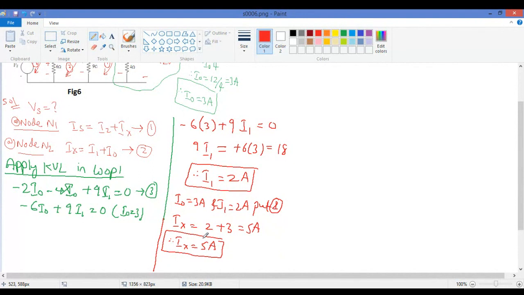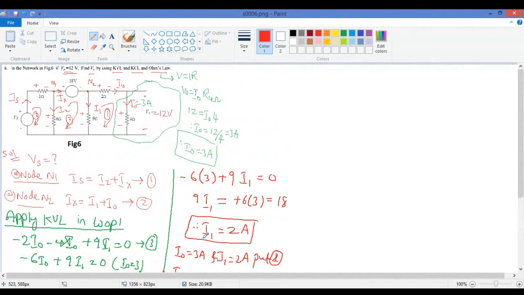Now after we get this, now let us solve it using KVL in loop 3. We applied KVL in loop 1, and also we applied this in another loop. We have not applied in loop 2. Let's find out in loop 2 also. So apply KVL in loop 2.